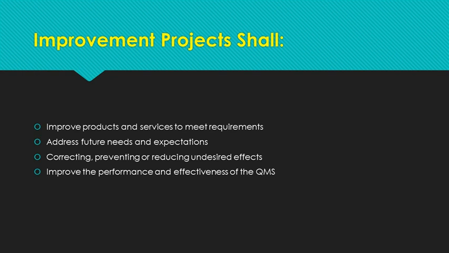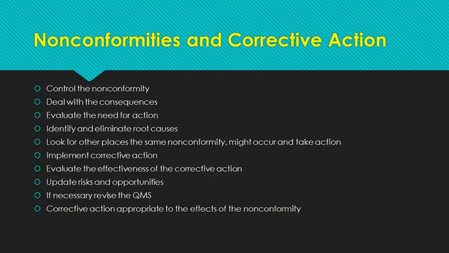Let's start with nonconformities and corrective actions. Nonconformities are found either in process or they're found at the customer. In Section 8 operations, we talked about controlling the nonconforming product and preventing it from getting into the product stream or to the customer. The focus of Section 10 improvement is to control the nonconformity in that we're going to stop making it. We're not going to make the bad stuff anymore. We're going to deal with the consequences.